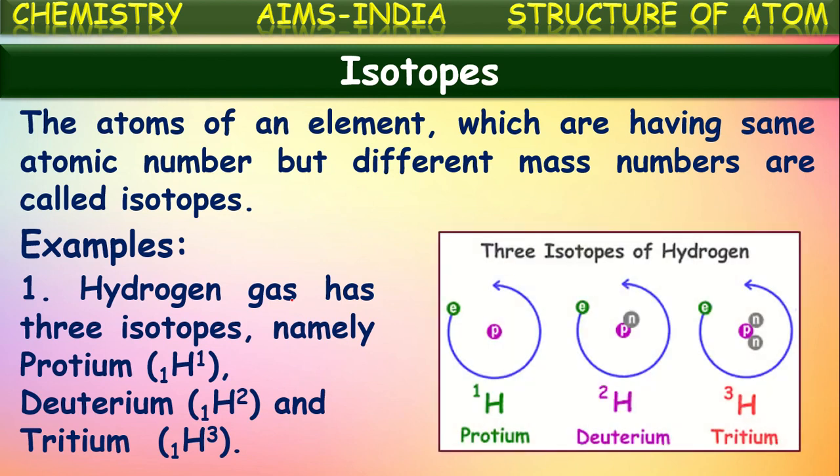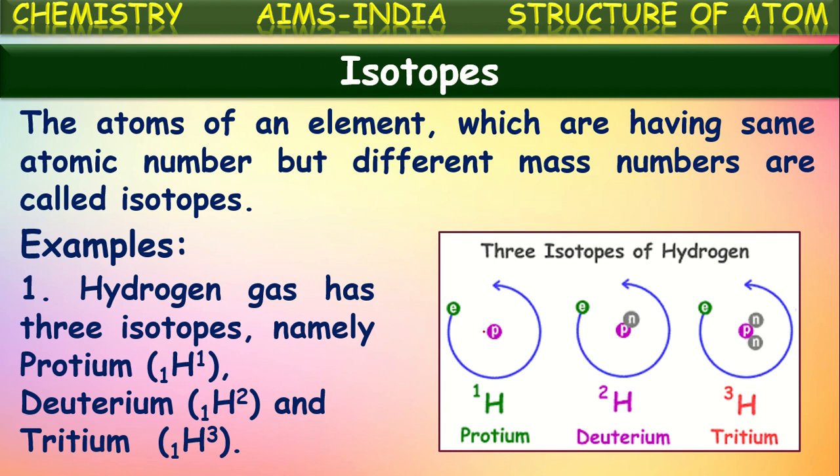If you observe these three, they all have the same atomic number, because at the left bottom in the subscript position we represent atomic number. See, these three have the same atomic number 1, and if you observe their mass numbers, they are different. Protium has mass number 1, deuterium has mass number 2, and tritium has mass number 3. This is because of the difference in the number of neutrons in these. As there is a difference in the number of neutrons, their mass numbers are different.